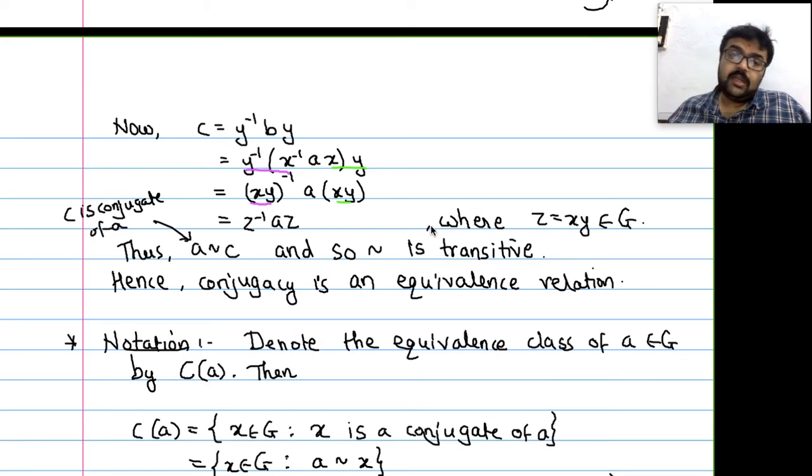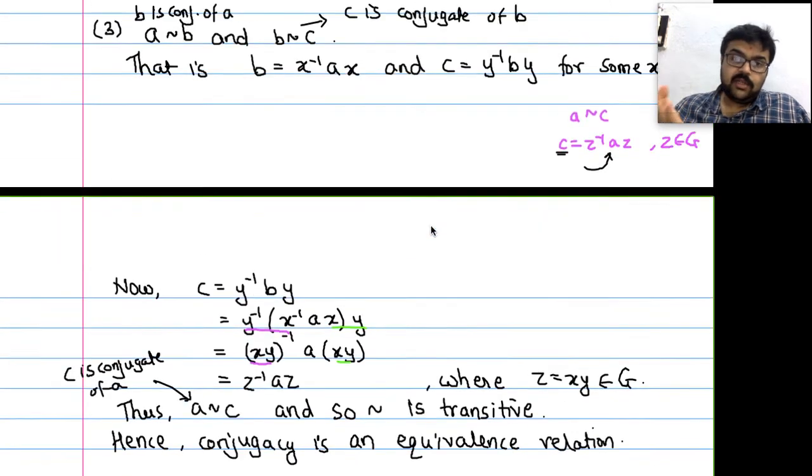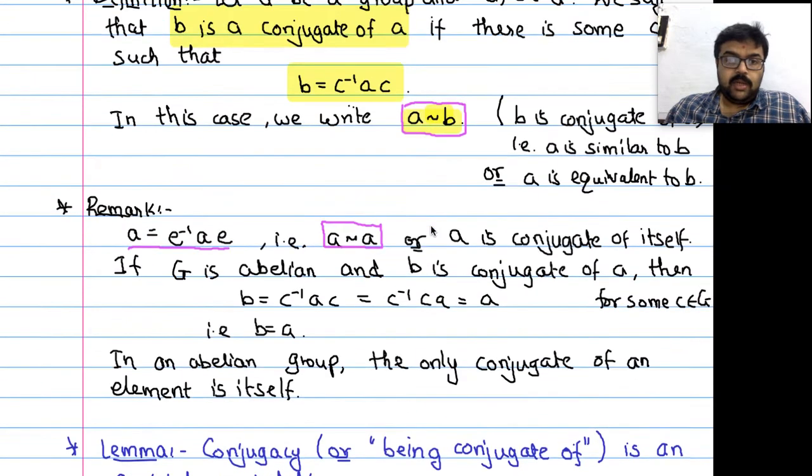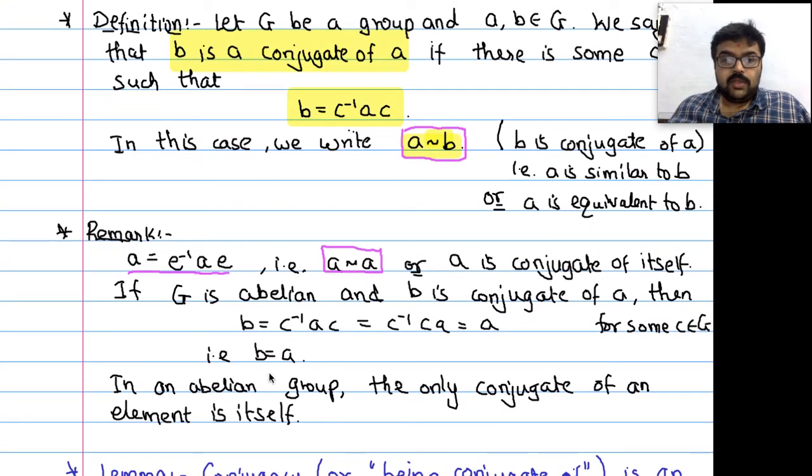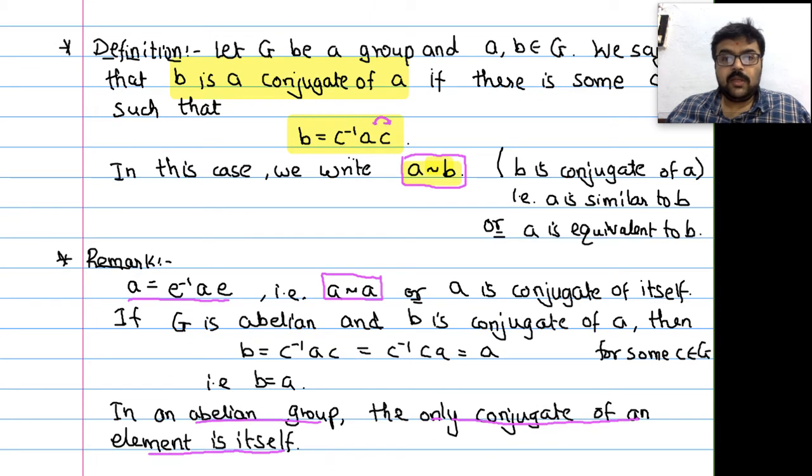Okay, so now let us observe how many elements will be there in C of A. That is our next target. Do we get any other elements other than the element itself? As we have seen in the remark, if G is abelian, then the only conjugate of an element is itself. So only one conjugate, because you can see this commutes A and C. So we will get only A. In that case, we do not get any other element. Suppose the group is non-abelian. Is it always possible to find a non-trivial conjugate, I mean, other than itself? That is the question.